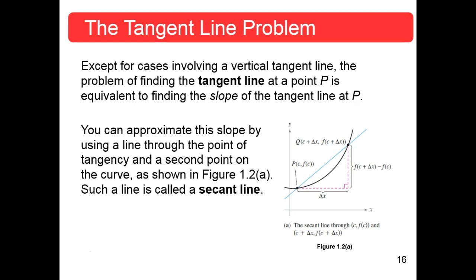Well, here's what they do. You can approximate the slope by using a line through the point of tangency, that same point that we had before, and a second point on the curve. Now that's obviously not going to be the same as the slope here. But that's going to be a slope, right? Now let this point move, and keep this one fixed. Let it move, and that secant line between the 2 points is coming closer and closer and closer to what the slope of the tangent line would be, isn't it?